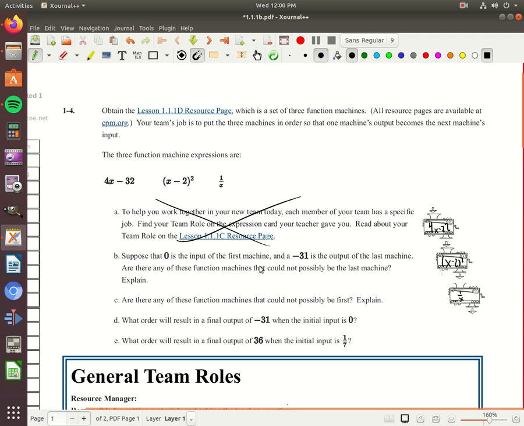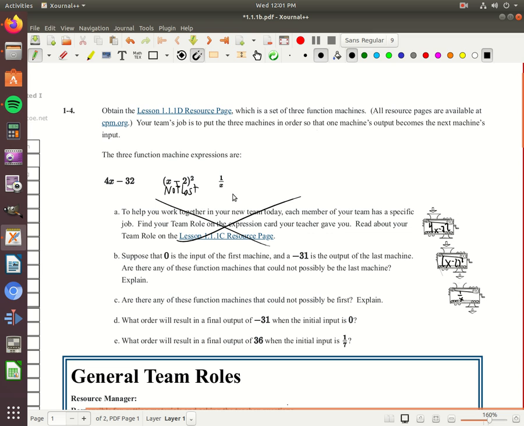Are there any of these functions that could not possibly be the last machine? So they're saying, is there any of these that is going to make the final answer a positive or a 0 and not a negative? So yeah, I would say this one couldn't possibly be last. This one can't be last because it's always going to spit out a positive number, like we talked about with that square.